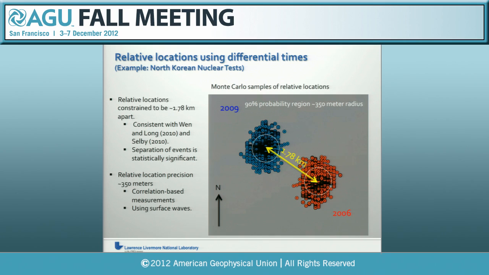For instance, this Wen and Long paper in 2010, and also Selby, where the 2006 event is south-southeast of the 2009 event, separated by about 1.78 kilometers. And the statistical significance is there that these two events are not in the same spot. This is a very nice relative relocation. That has a lot of information in itself, but in nuclear explosion monitoring anyway, absolute location is really important.